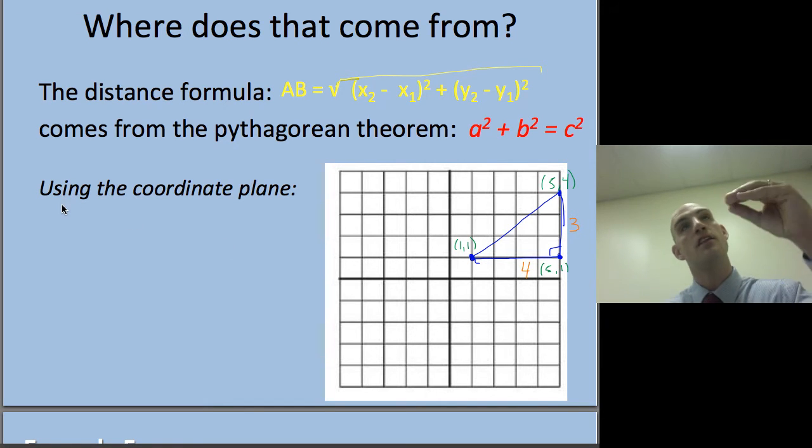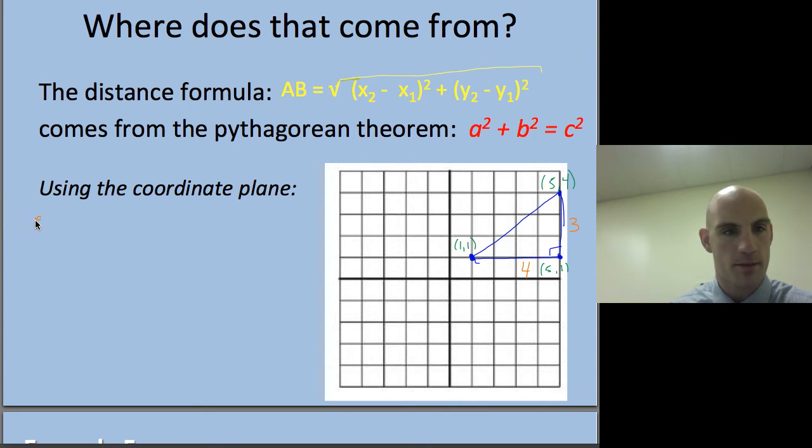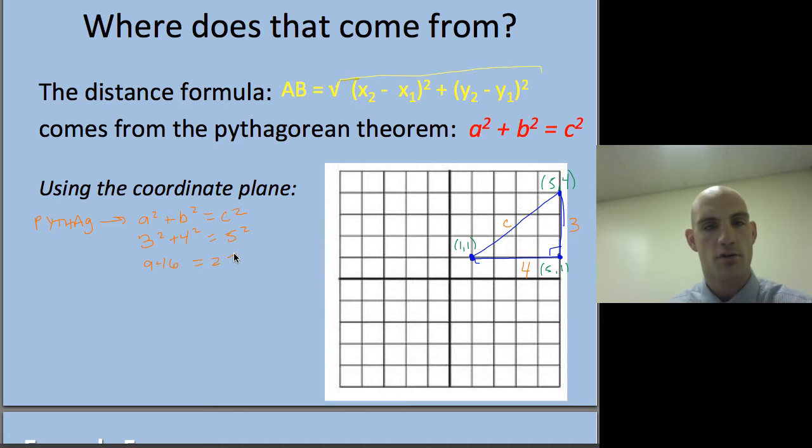And so if I apply the Pythagorean theorem, I end up with a squared plus b squared equals c squared. Well, this is going to be c over here. So I have 3 squared plus 4 squared equals 5 squared, because this is 9, this is 16, and this is a 3, 4, 5 right triangle. So I know that using this information, c must be 5.